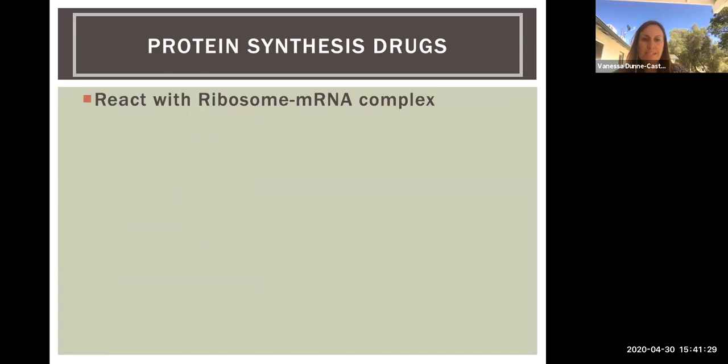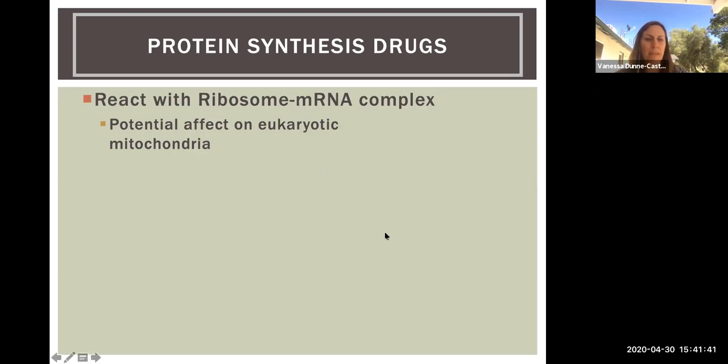The other category here, protein synthesis drugs. These ones, there are many of them. They all interact somehow with that ribosomal complex. And a side note here is that there is potential impact on eukaryotic mitochondria. If you recall, the eukaryotic ribosomes are similar in function, but different in size.